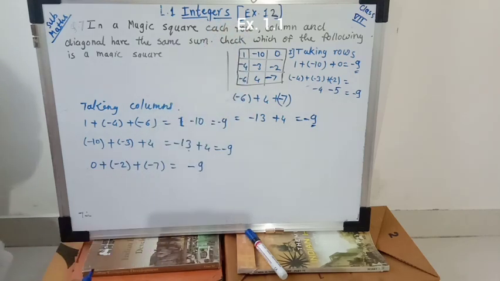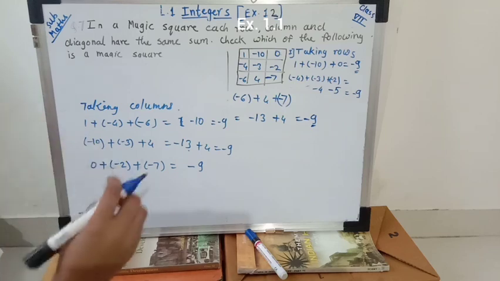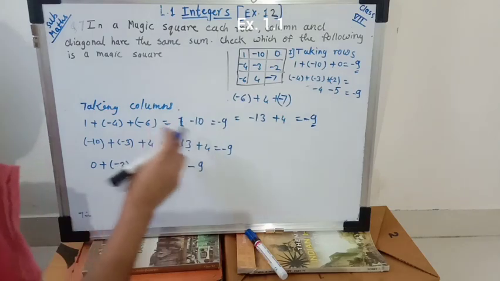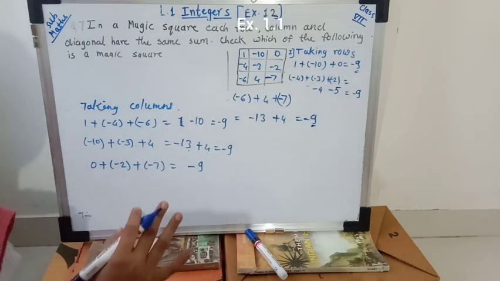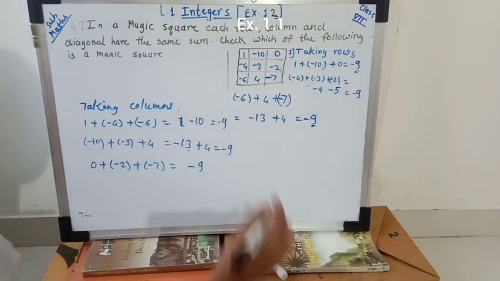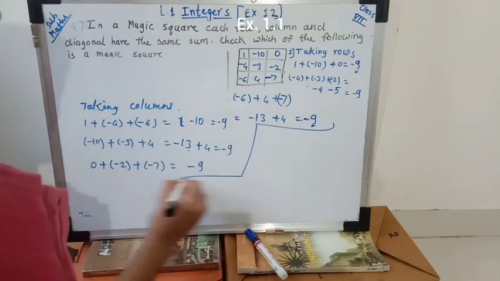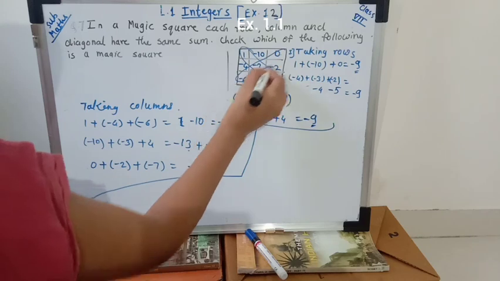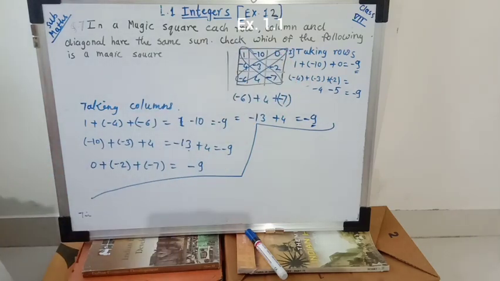Now let's do the addition of diagonals. Let's see. Now it depends on the addition of the diagonals, because from the rows and columns we get the same answer, that is minus 9. Let's do the addition of diagonals. So here this is the first diagonal and this is the second diagonal. Let's see the answer of these two diagonals.